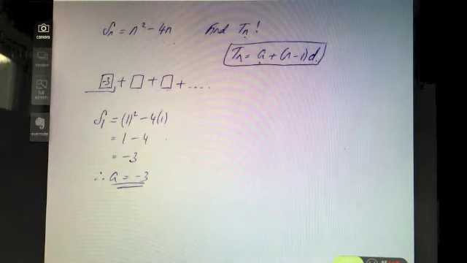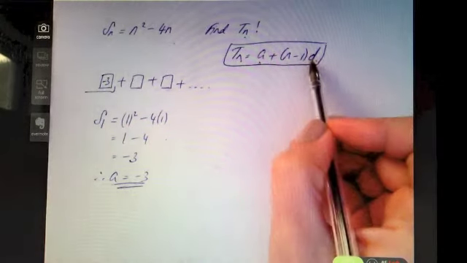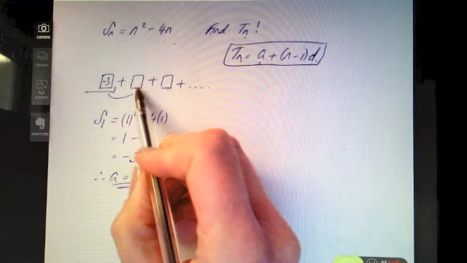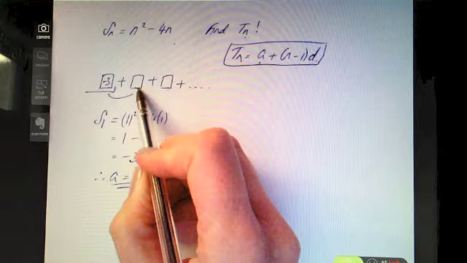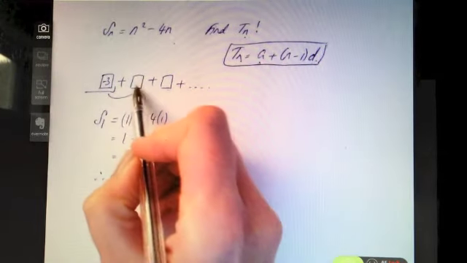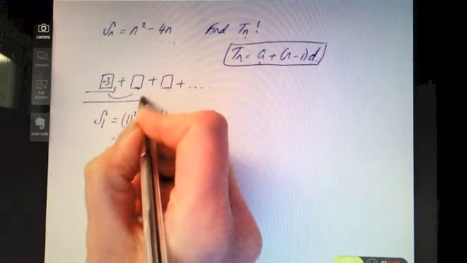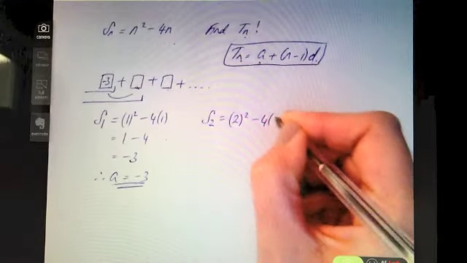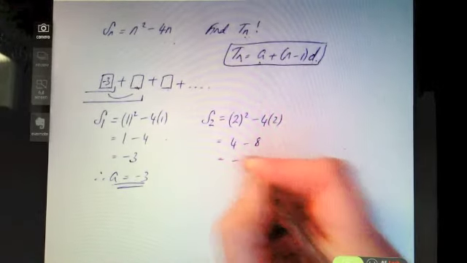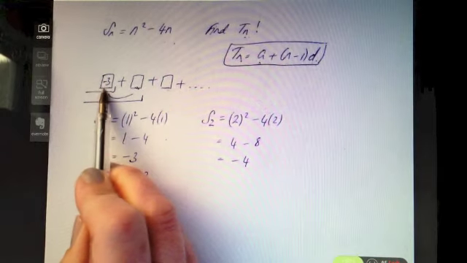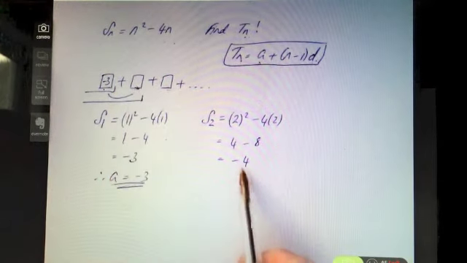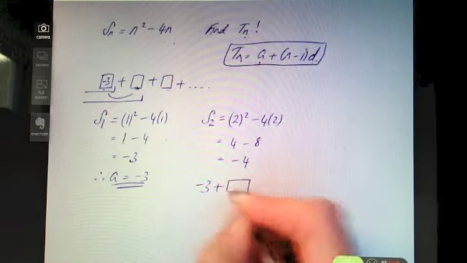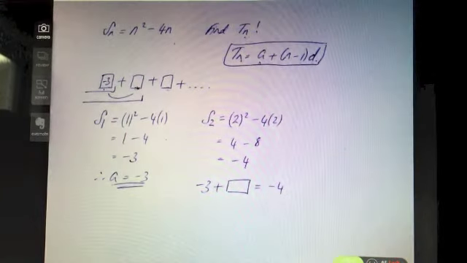Now, if I want to know what the common difference is between this one and this one, it would be very useful to know what that second term is. Well, S2 isn't going to give me that second term. It's going to give me these two terms added together. So let's just see what that is. Subbing in 2 for the n, I get 4 minus 8, which is minus 4. So this term and this term add to minus 4. Well, minus 3 and that term there is going to be minus 4.